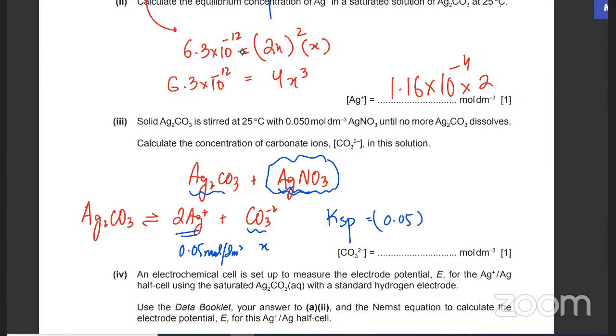So 0.05 squared into the carbonate ion concentration, which we don't know. And the value of Ksp, we already know that. That is 6.3 times 10 power minus 12. So I'm going to use that value. So tell me, what is the carbonate ion concentration?